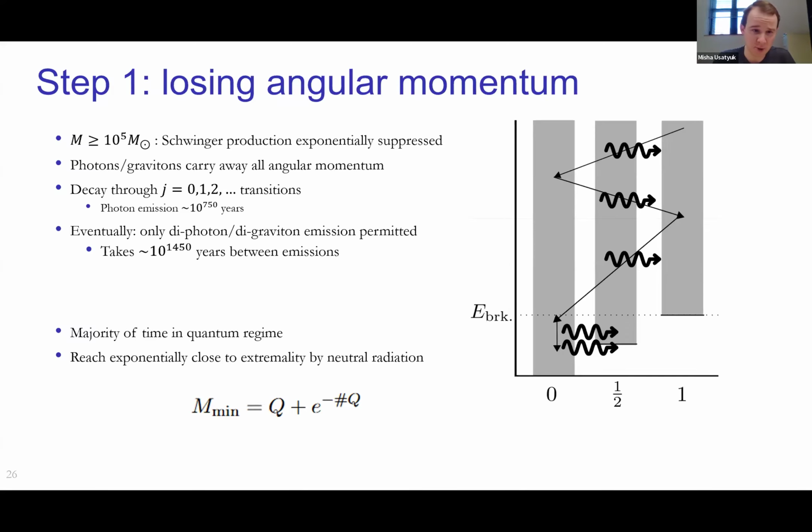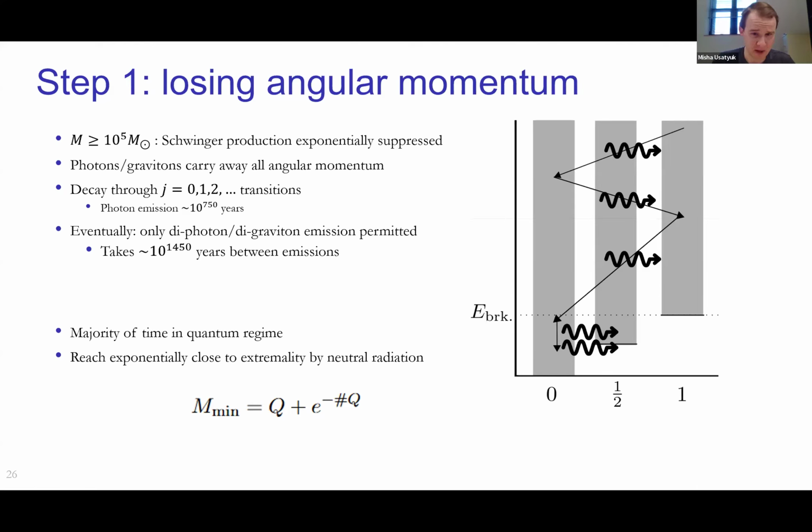And we jump around between states with 0, 1, 2, etc. angular momentum until we reached low enough energies that states with those values of spin no longer existed. Each of these decays takes roughly 10^750 years. Eventually, only diphoton and digraviton emission will be permitted, and this takes even longer. These transitions take even more time.